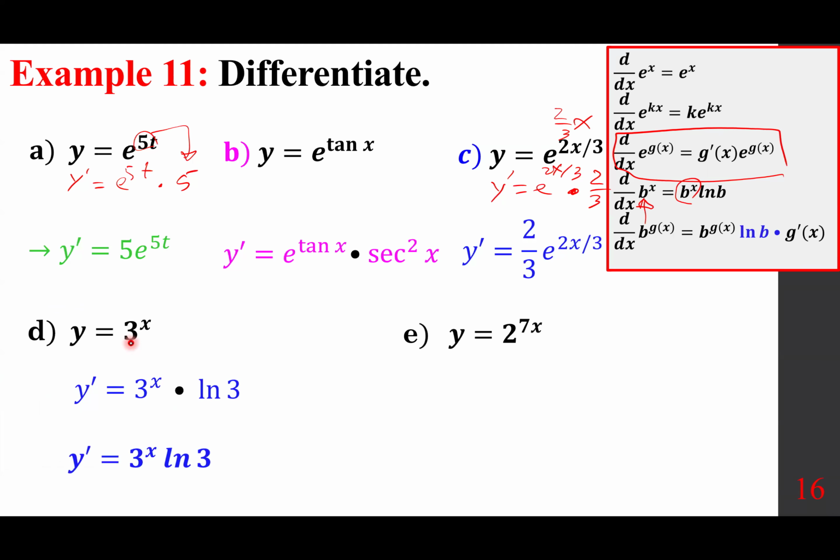What happens when it's 2 to the power of 7x? We follow that b to the power of g of x is itself, 2 to the power of 7x. Any exponential, you start with itself. Is the base e? No. So ln b, ln 2. Is this x or t or theta? No, it's 7x. G prime of x, the derivative, is 7. And you rewrite it. And you're done.